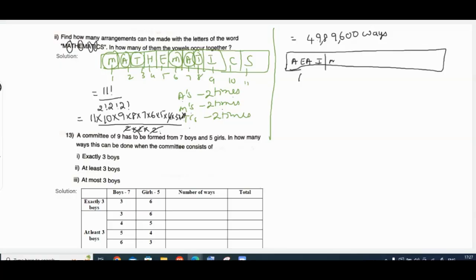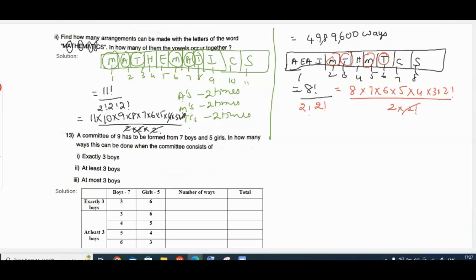Then remaining is M, T, H, M, T, C, S. So if you remove these letters, it will become 1, 2, 3, 4, 5, 6, 7, 8 letters. So it will be 8 factorial divided by, now how many M's are repeated? Here M is repeated 2 times, so it will be 2 factorial. Then T is repeated 2 times, it will be 2 factorial. 8 factorial means 8 into 7 into 6 into 5 into 4 into 3 into 2 factorial divided by 2 into 2 factorial. 2 factorial cancel. So the remaining answer will be 8 into 7 into 6 into 5 into 2 into 3, which is 10,080.